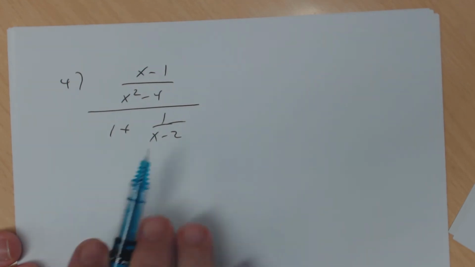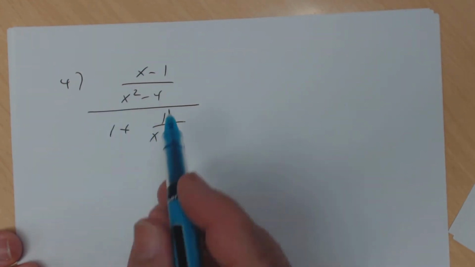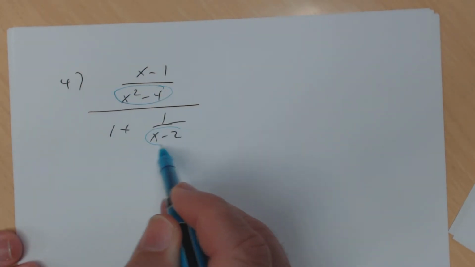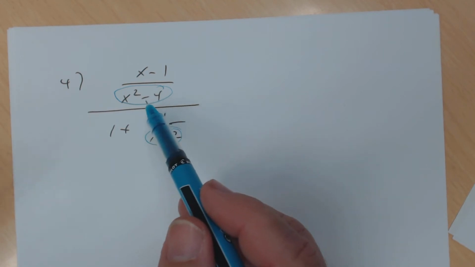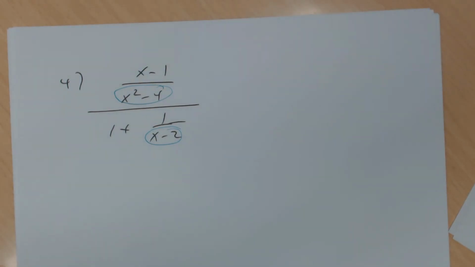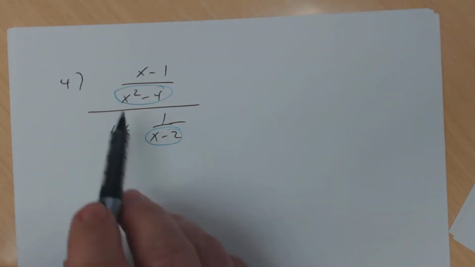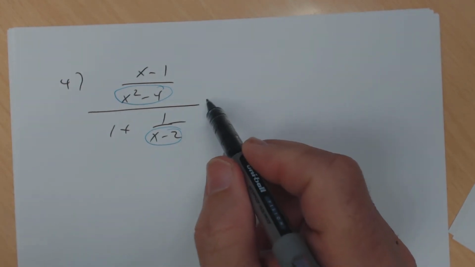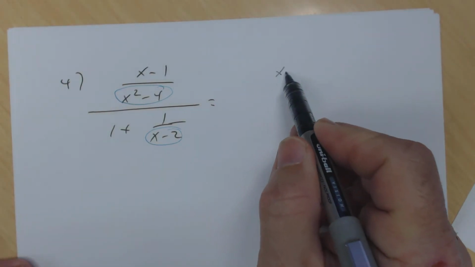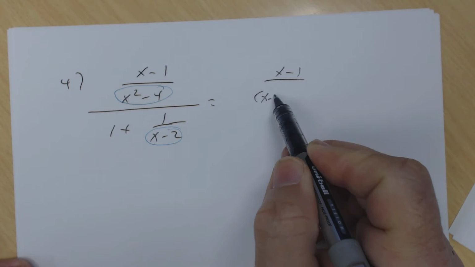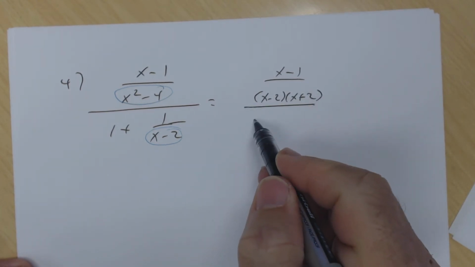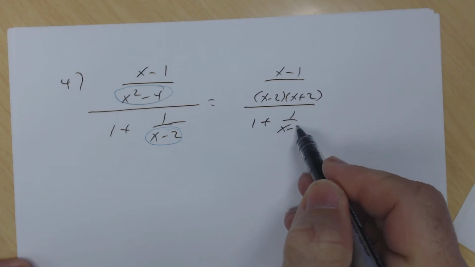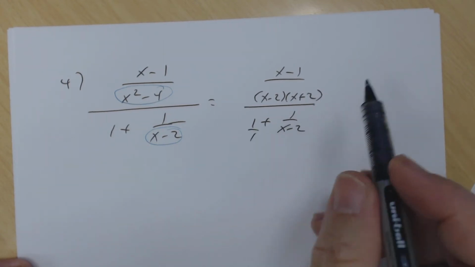Alright, so before you find the LCD, you have to make sure these things that I've circled are in factored form. So see that x squared minus 4? Well, that's the difference of two squares, so I get x minus 1 divided by x minus 2 times x plus 2. All that's being divided by 1 plus 1 over x minus 2. Now remember, this one's really 1 over 1.